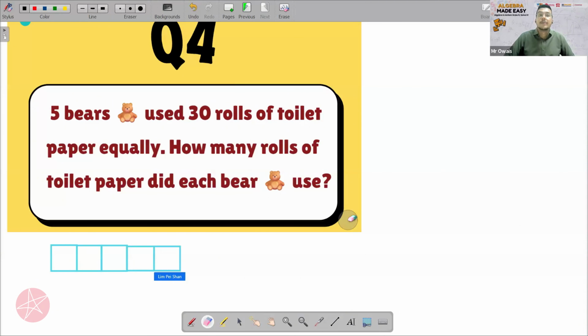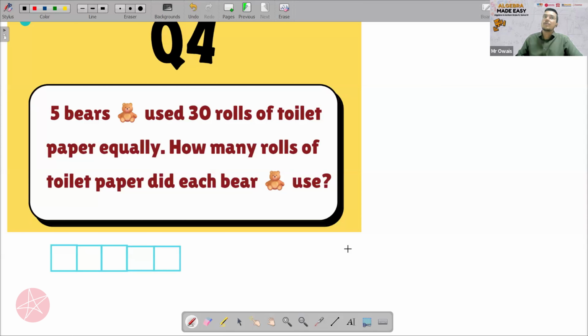And 5, finally. Okay, we've got all 5 of them now. And we want to imagine this one entire block as all 5 of the bears, right? And because the boxes are all equal, it means that all of them use the same amount. That's important, okay? Now, how many rolls of toilet paper did each bear use?